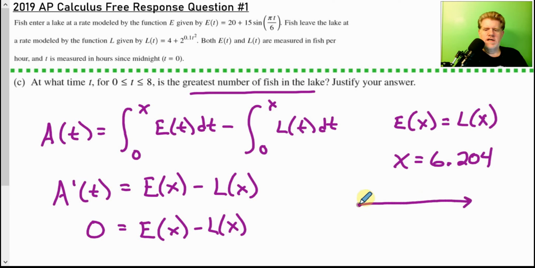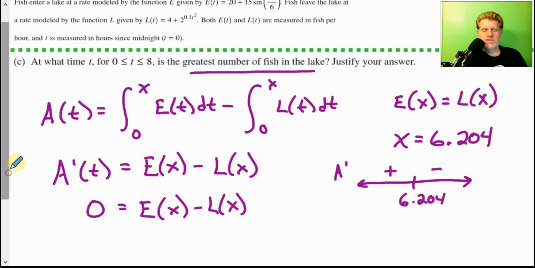I like to say that at 6.204, if I test this derivative, I know that before 6 in the morning, there was more entering than leaving, and then after 6 hours, there were more leaving than entering, so that's a maximum, up to down. Now, that's not a good justification for it. That's just my way of seeing it.